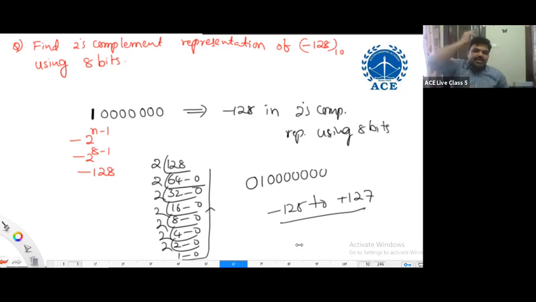Yes, in signed magnitude and one's complement, it is not possible, because in signed magnitude the range is minus 127 to plus 127. In one's complement, minus 127 to plus 127. In two's complement it is minus 128 to plus 127. Plus 128 is not possible using 8 bits, but minus 128 is possible. How can I confirm that? Using weights, right?